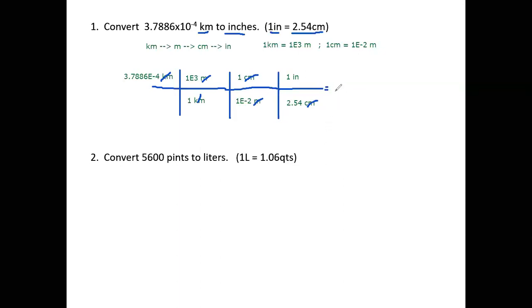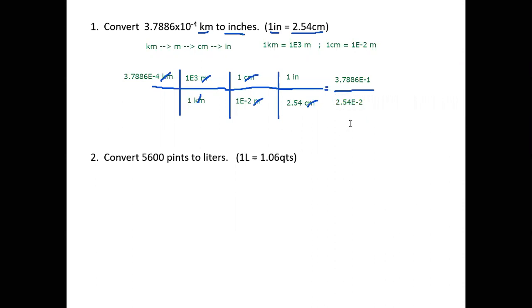So if you notice here, if we do that, the top one is just exponents. So when you multiply, you add exponents. So this would become 3.7886. 10 to the negative 4 times 10 to the third is 10 to the negative 1. And if we multiply the two numbers on the bottom, 10 to the negative 2 times 2.54, we get 2.54 e to the negative 2.